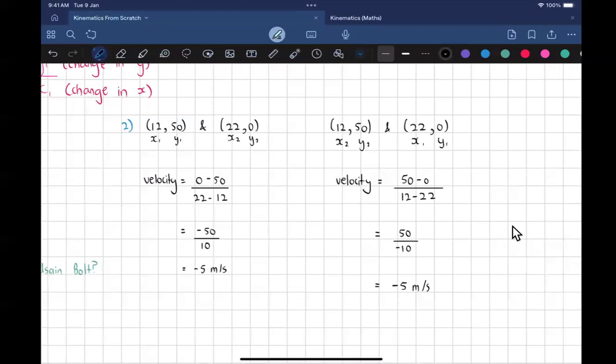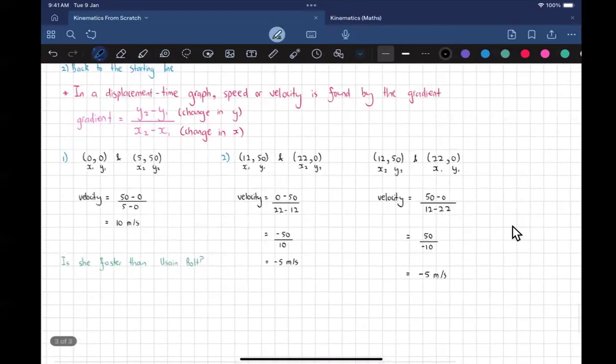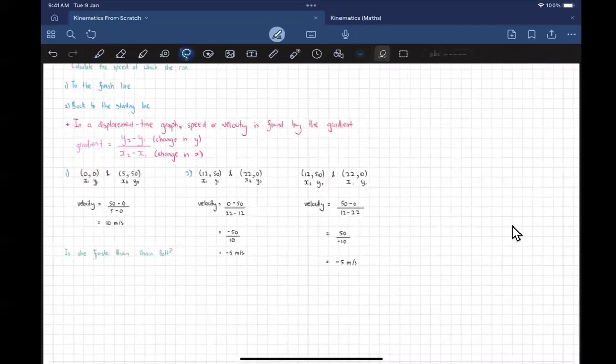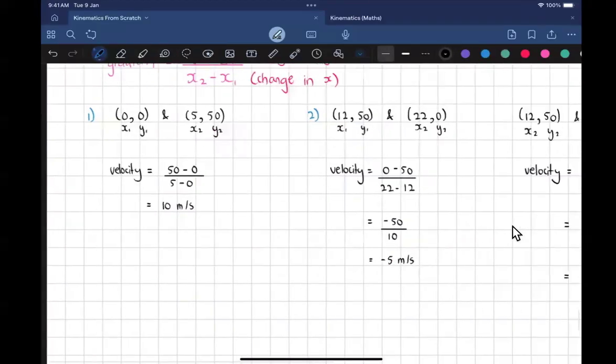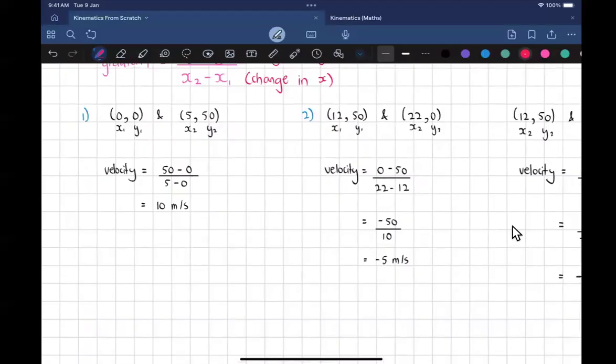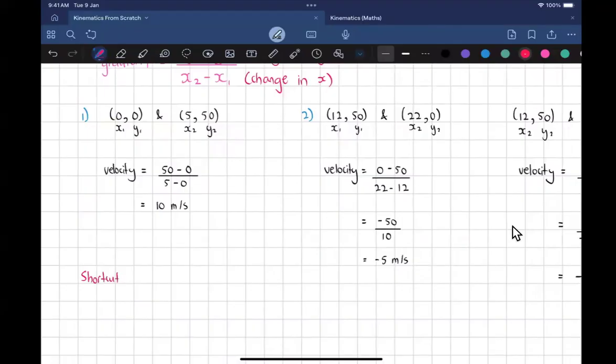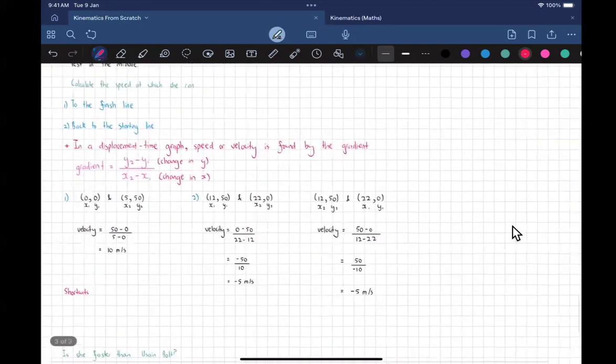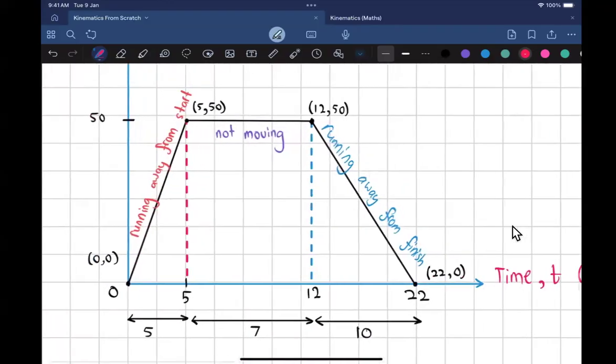Would this work in all cases? Every single one. It doesn't matter, because gradient is the change in y over the change in x. Now we're going to show you a way you could use it if you forget the formula in the exam. This is still the formula, just a shortcut version. I'd rather get 2 marks than lose 3 marks. So shortcuts. Let me show you how this works.